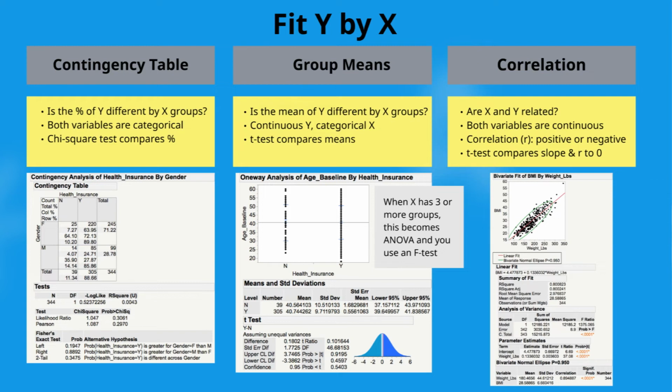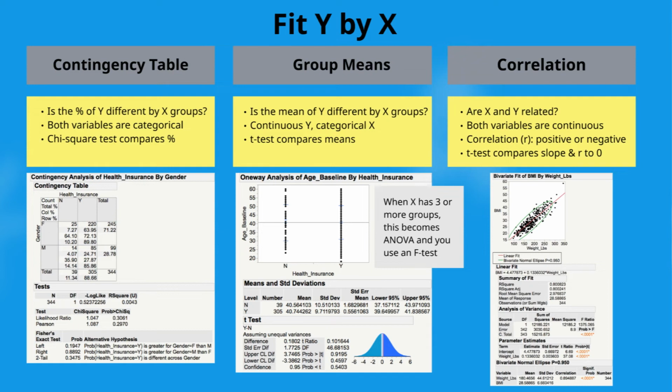For contingency tables, the question is: is the percent of y different by x groups? In this case, both variables are categorical, and a chi-square test is used to compare the percentages. You can see that you get a table with the rows of your predictor and the outcome as your columns. And the likelihood ratio chi-square test will answer the question if the proportion of those with a yes response is different by gender in this example.